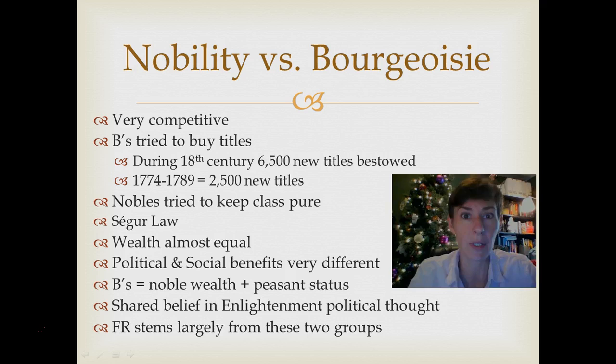Nobility versus bourgeoisie. They were very competitive with each other. The bourgeoisie tried to buy titles. During the 18th century, there were 6,500 new titles bestowed, and between those years right there, there were 2,500 new titles. So you're talking about a significant amount of titles.